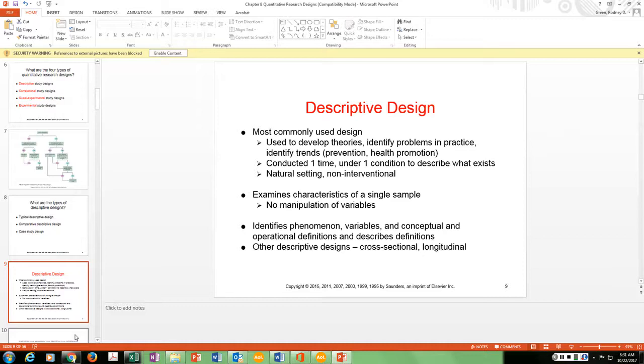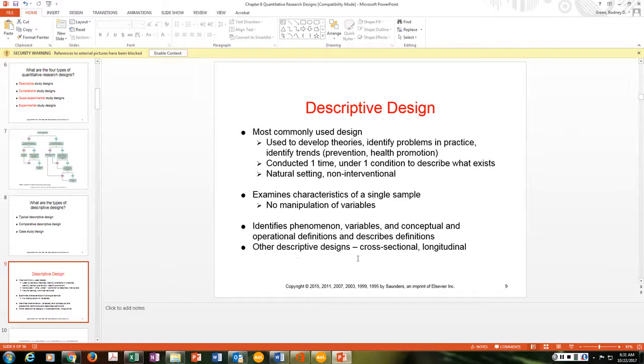A study would be conducted one time under one condition to describe what exists. It's conducted in a natural setting, and there is no intervention, no manipulation of variables. It identifies phenomenon, variables, and conceptual and operational definitions, and describes definitions.